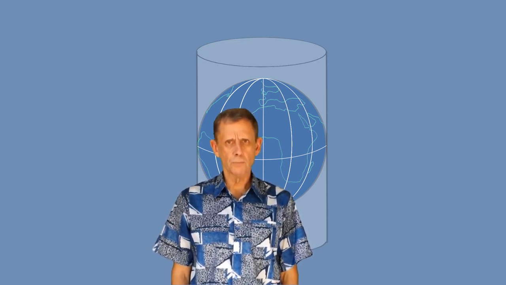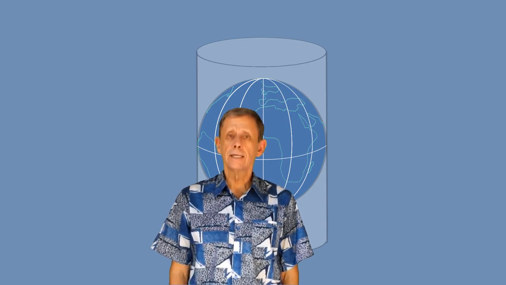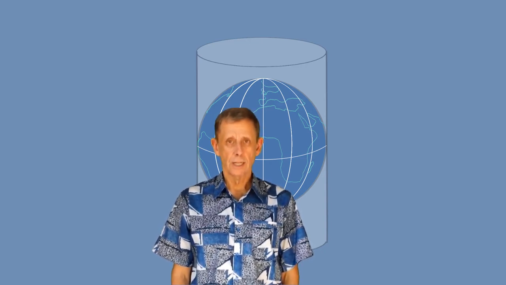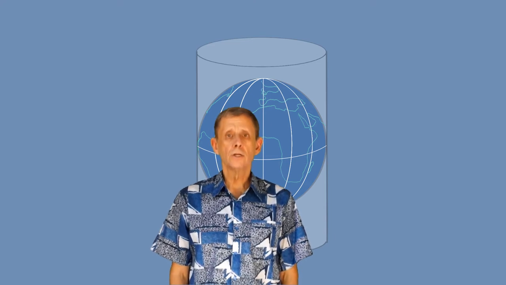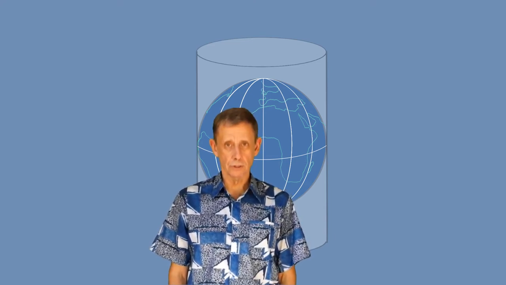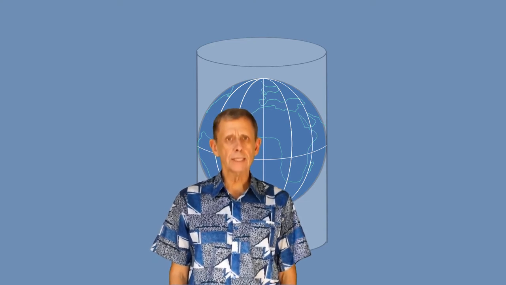Probably the most useful projection invented for navigation is called the Mercator projection. It was invented by an Italian, Gerardus Mercator, who was famous for having mapped the world in the 1500s. Let's jump right in and see what it is.